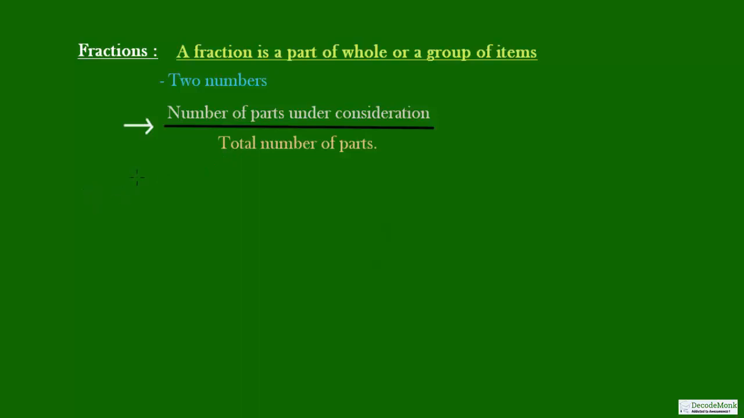Let us take an example. Suppose we have got some balls. We have got red balls, and then we also have got some yellow balls. So now if you are asked what fraction of red balls are there, then what will be our answer?